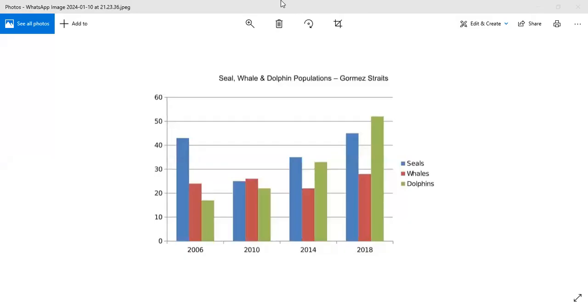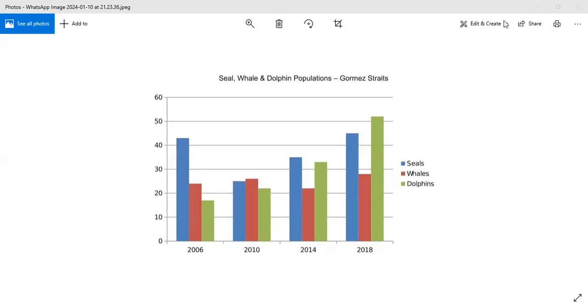The population rates of the three creatures, the seal, whale, and dolphin, are mentioned from the years 2006 to 2018. The blue bar refers to seals, the whales are indicated by scarlet red, and the green refers to dolphins. In 2006, the number of seals was more than 40%.